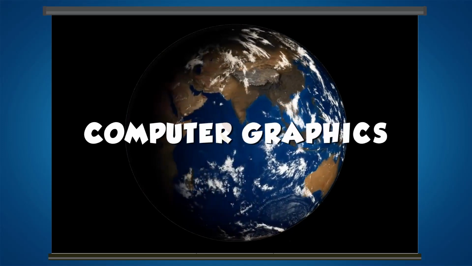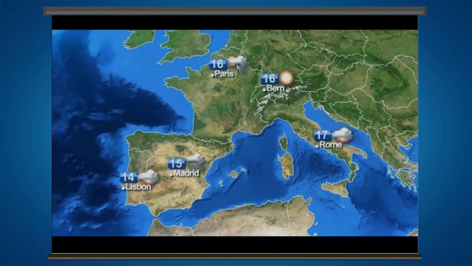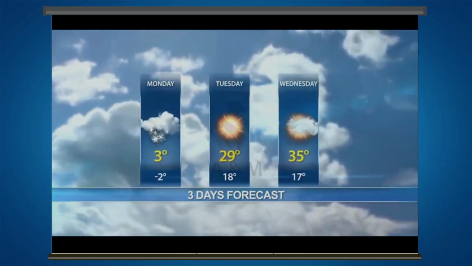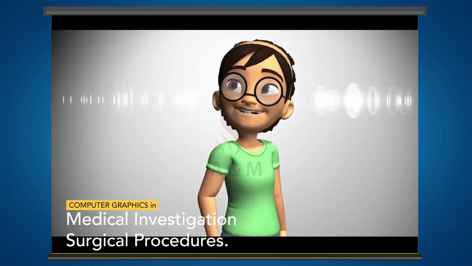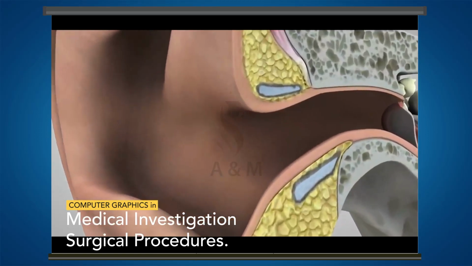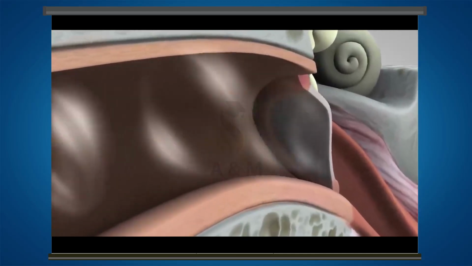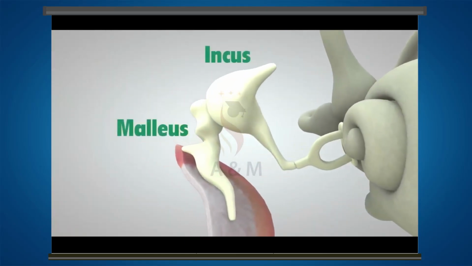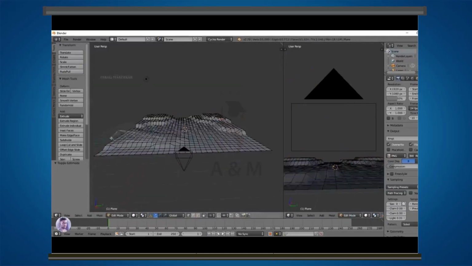Computer graphics is widespread today. Computer imagery is found on television, in news, for example, in weather reports, or for example, in all kinds of medical investigation and surgical procedures. Many powerful tools have been developed to visualize data.